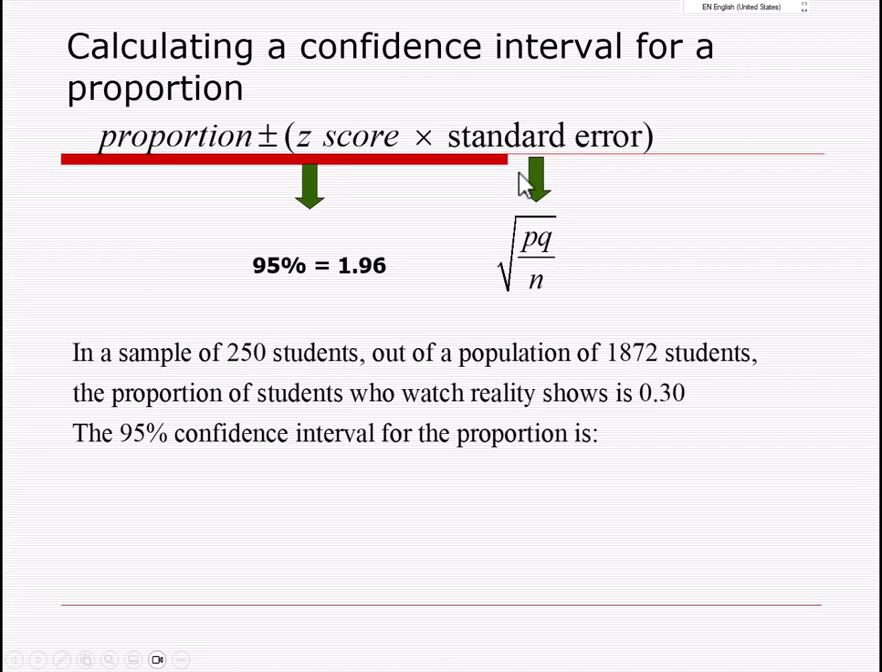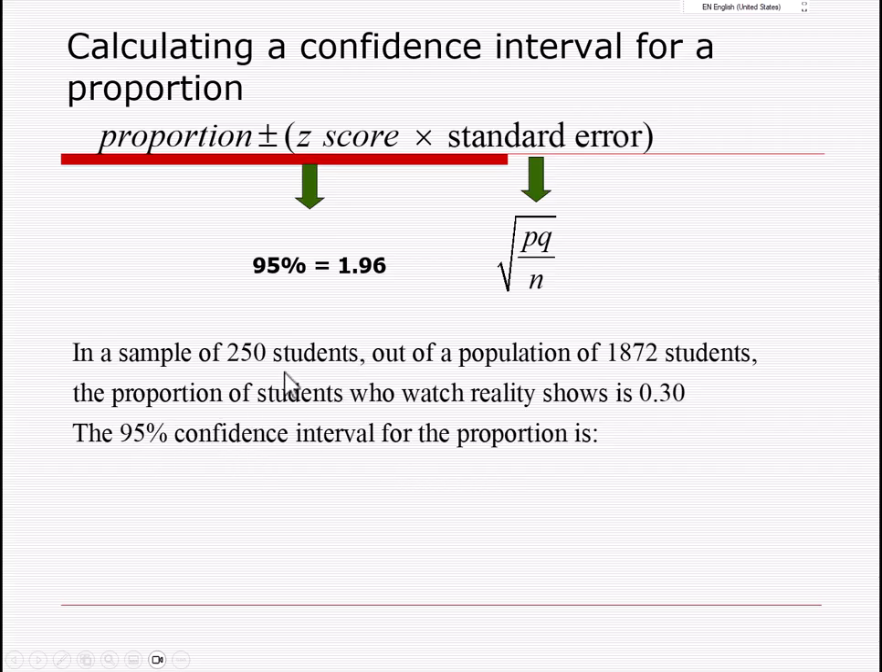So for the confidence interval for a proportion, we have the proportion plus or minus a z-score. For a 95% confidence interval, it would be a z-score of 1.96 times the standard error of the proportion, which is the square root of the variance. And that is the square root of P, the proportion of yes, times Q, the proportion of no's, divided by the sample size.